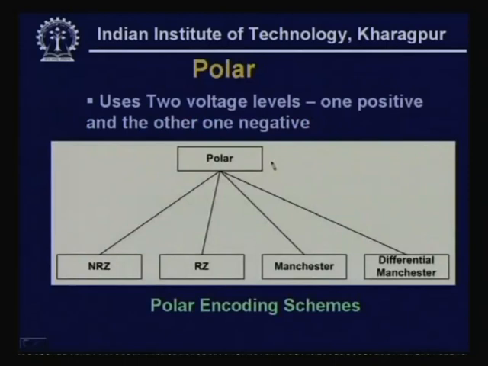Let us see what are the other schemes used. Polar schemes. In case of polar, essentially two voltage levels are used, one positive and the other one negative. So, we are using one positive voltage and one negative voltage, and the polar encoding scheme has several alternatives like NRZ, non return to 0, RZ, return to 0, Manchester encoding, differential Manchester encoding. So, these are the 4 different encoding schemes available under polar encoding. Let us consider their features one after the other.